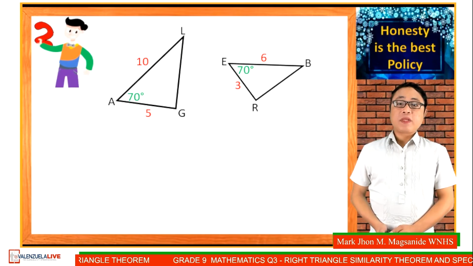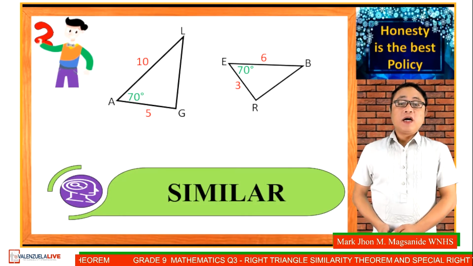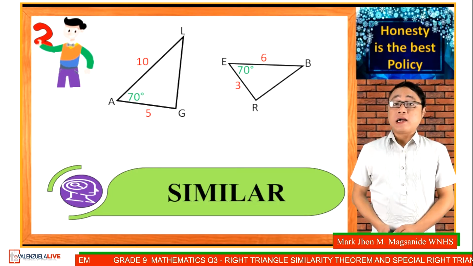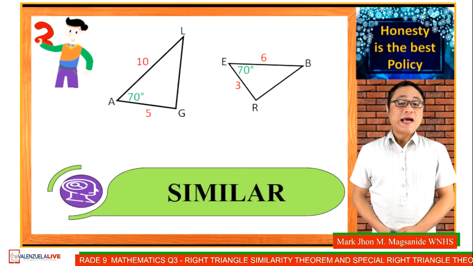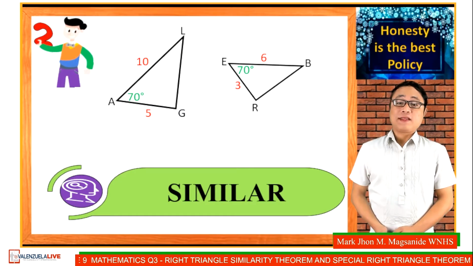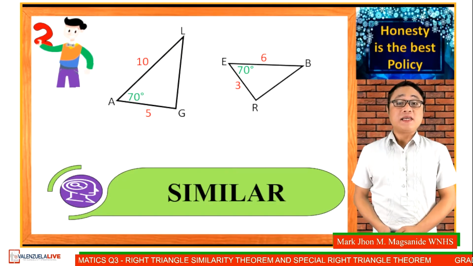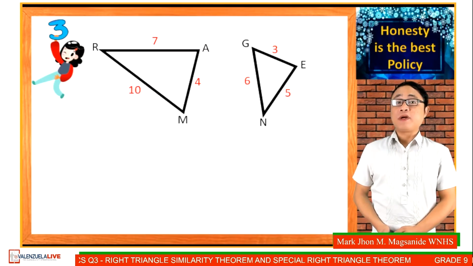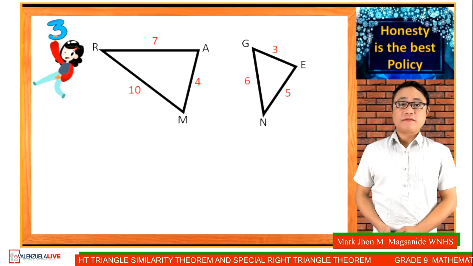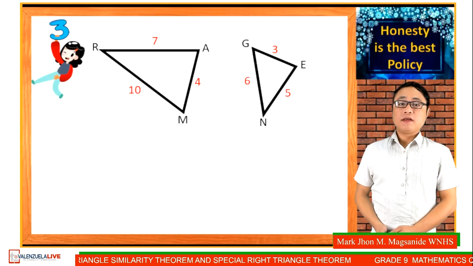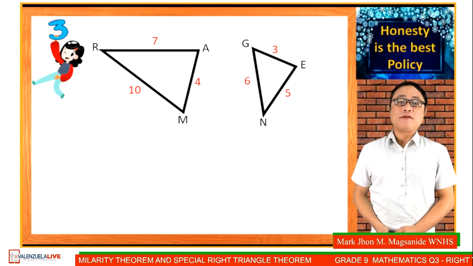Time is up. The answer is similar. The two corresponding sides are proportional, and the corresponding included angle is congruent. Hence, they are similar by SAS similarity theorem. Next, number 3, refer to the given figures. 10 seconds. Timer starts now.